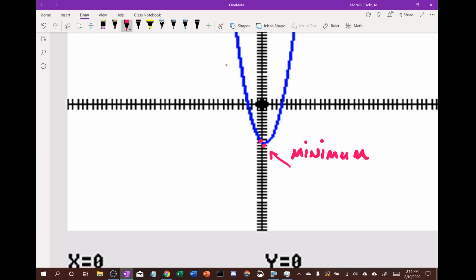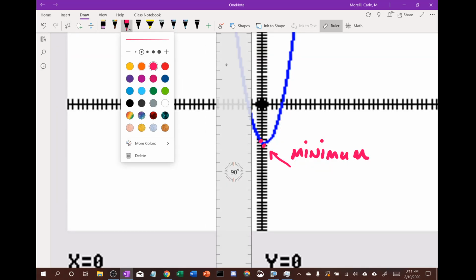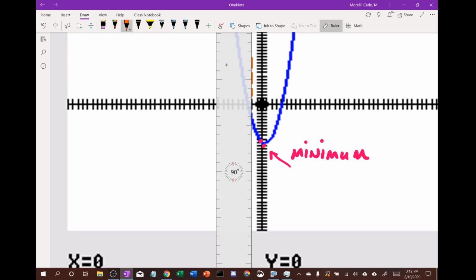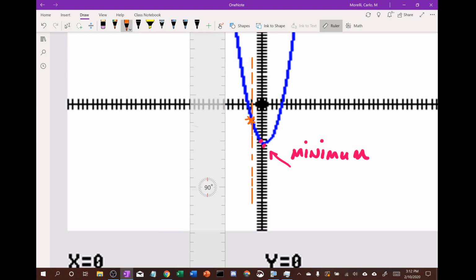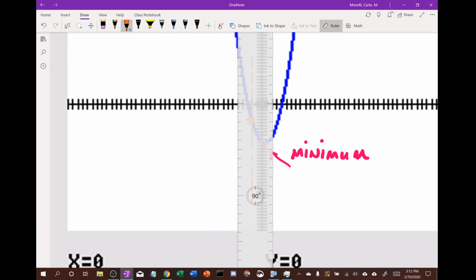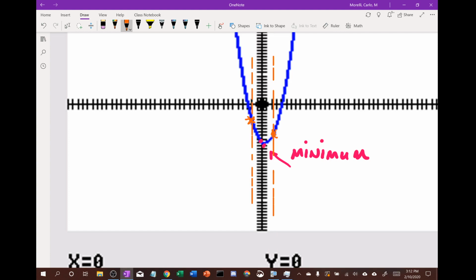Okay, and what we're going to do, and you guys have seen this, is we're going to mess with the calculator and you're going to put in a left boundary. It looks like this. You have that little blinking cursor thing, and then you're going to put in a right boundary. Then it's going to say guess, and you're going to hit enter, and then it's going to give you the coordinates right here.